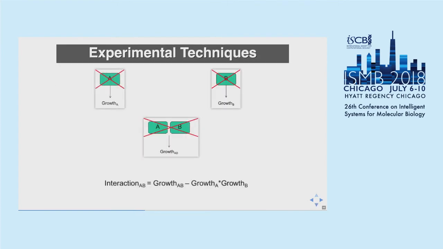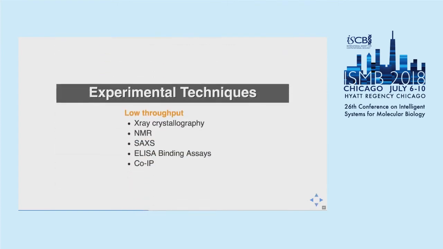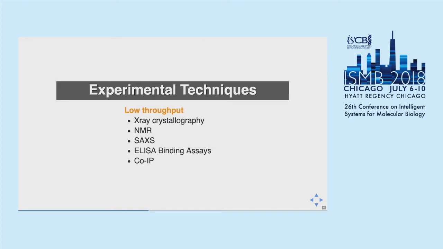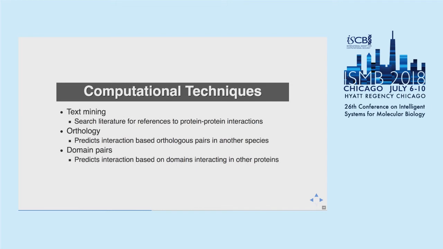I'm not going to go through this. And then there's a whole bunch of low throughput techniques, which you all should be familiar with. And then computational techniques, text mining. If you think about these low throughput techniques, careful biochemical experiments that show binding, what database does that data show up in?